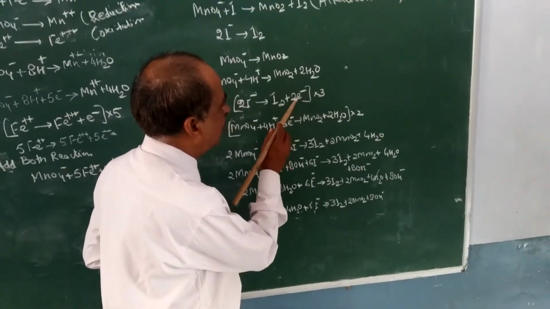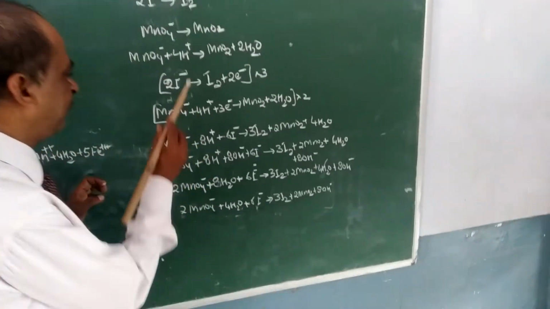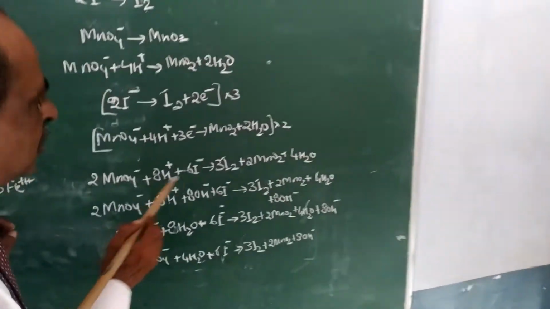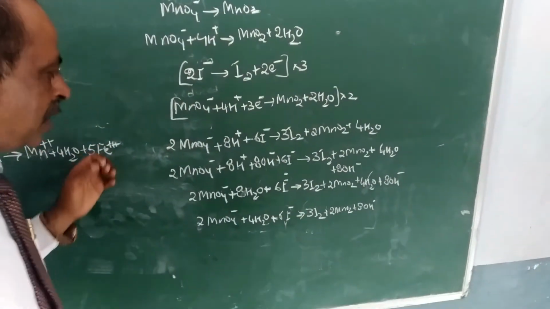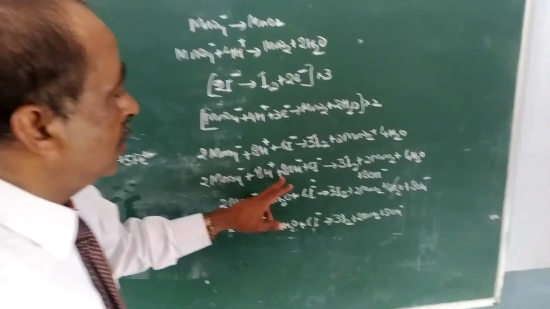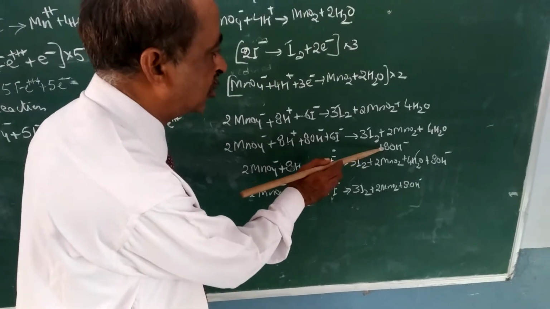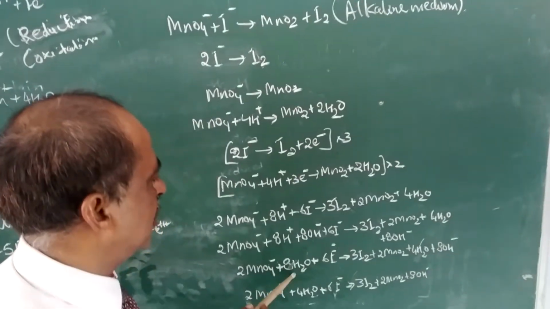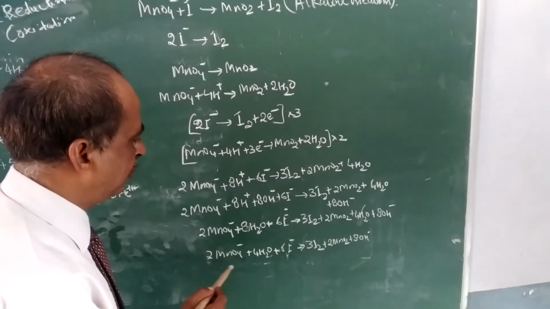To maintain both the electrons same, first equation is multiplied by 3 and second is multiplied by 6. After doing this, we add both the equations. 2 MnO4 minus plus 8H plus plus 6I minus will give 3I2 plus 2 MnO2 plus 4H2O. Now, as I told you, the number of H plus ion added, the same number of OH minus ion will be added on both the sides. So here we add 8 OH minus ion, here also we add 8 OH minus ion. 8H plus and 8 OH minus combined to form water. Here we have 8 water, here we have 4 water molecule, cancel 4 water molecule, and the overall reaction comes out to be this.